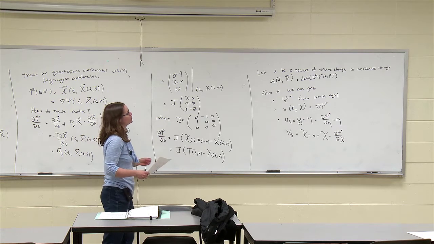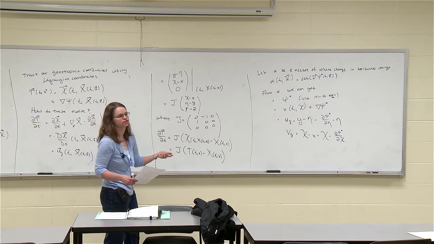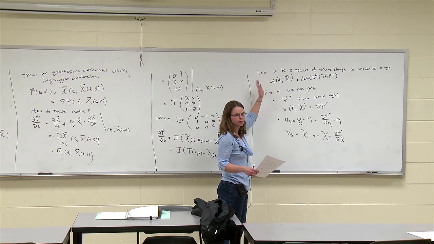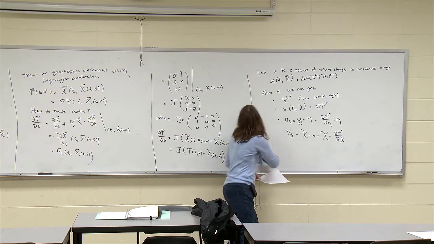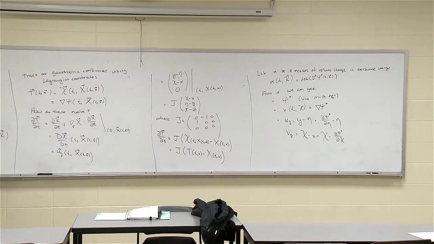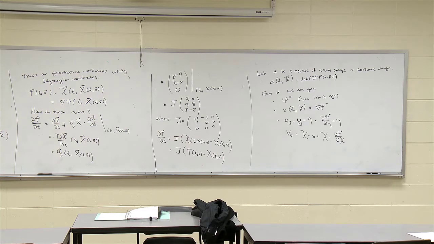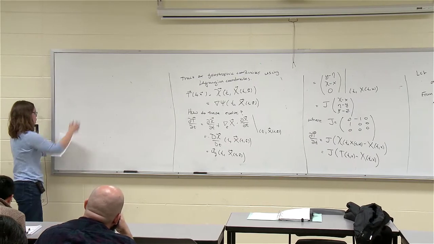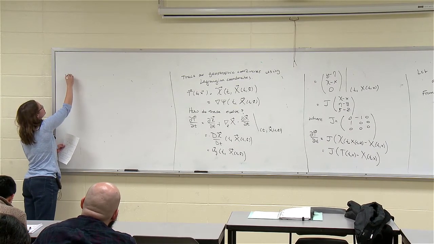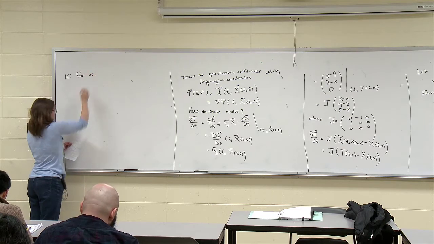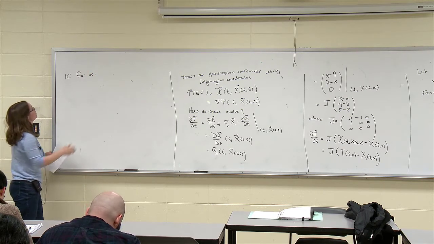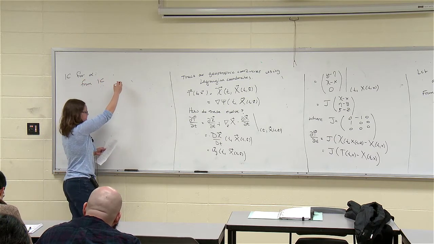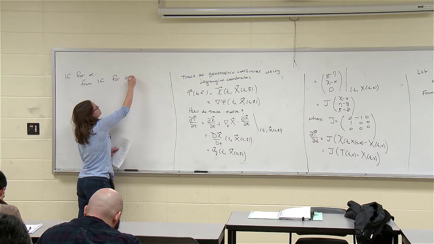Okay, so to evolve it, what do we need? We need an evolution rule, and we need the initial conditions for alpha. The initial conditions for alpha are going to fall right out of the initial conditions for our original problem.